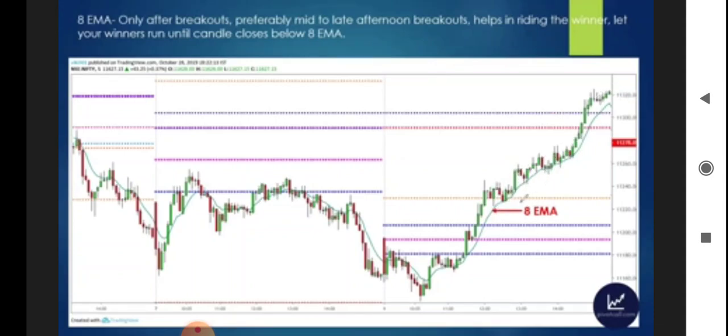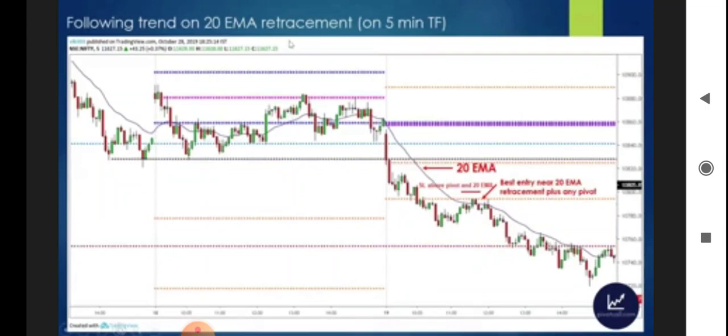For that, breakouts have to be very strong. If the breakout is not strong, then it may not work. So remember that. So 8 EMA especially for breakout trades. What about the 20 EMA trades? 20 EMA, I said, on trending day.